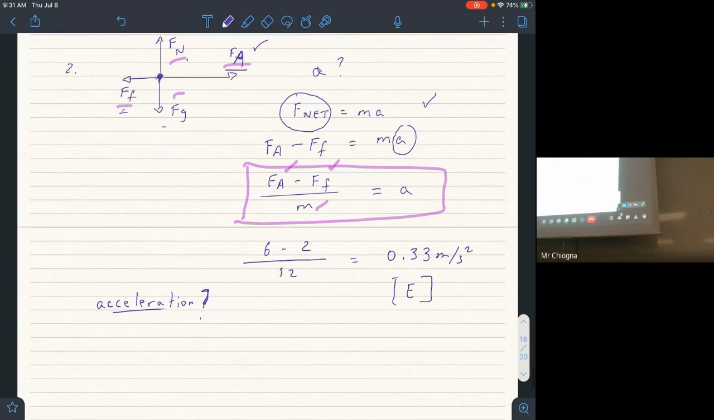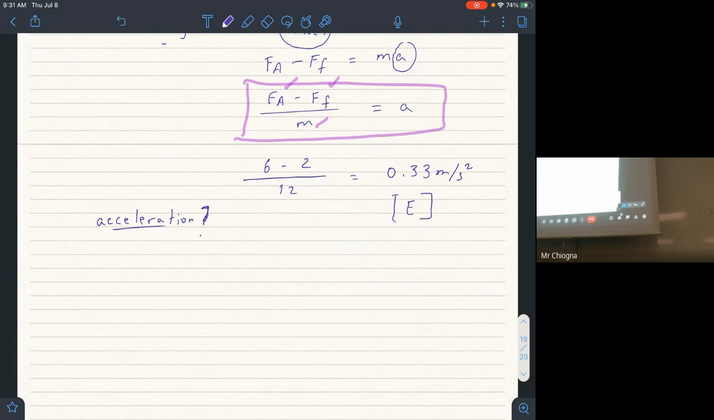Okay, number 3. Okay, let's go finish this. We can get through this. 3, have a read through it. I'll go through it in a second here.